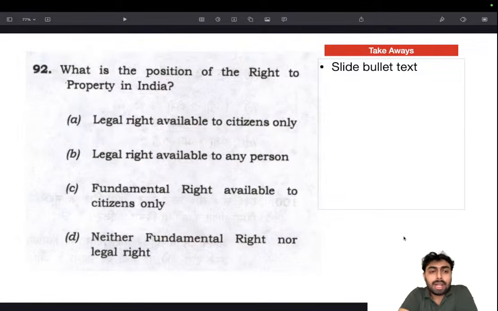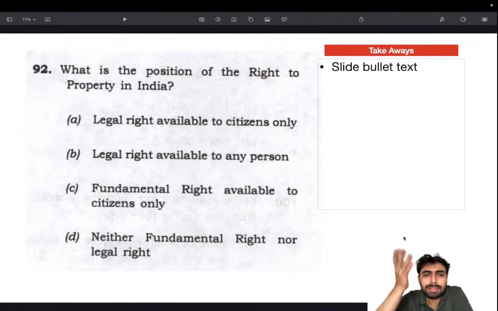What is the position of right to property in India? Okay. This is kind of the favorite part of UPSC. This question has been asked in the past multiple times in multiple formats. What is the position of right to property in India? Okay, we know right to property. When you hear that, it's somebody who doesn't really know much about the 1978 44th Amendment, things like that. They are not having an idea about the fundamental rights.